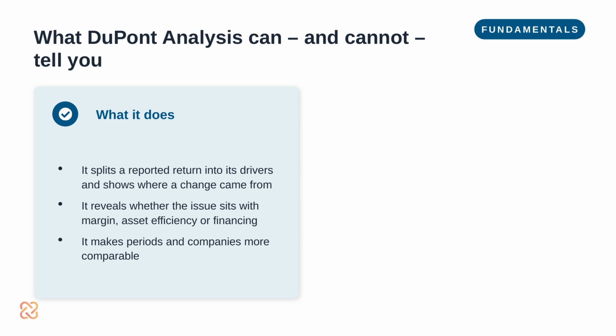Before we calculate anything, let's be clear about what this tool does and what it does not do. What it does, it splits a reported return into 3 elements: the net profit margin, the efficiency of the assets, and financial leverage. That lets you compare periods, compare companies, and trace where a change came from. It also helps you ask the right questions. If the return falls, you can ask whether it was the margin, asset turnover, or financing.